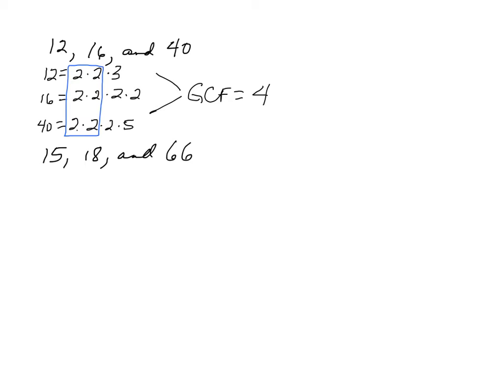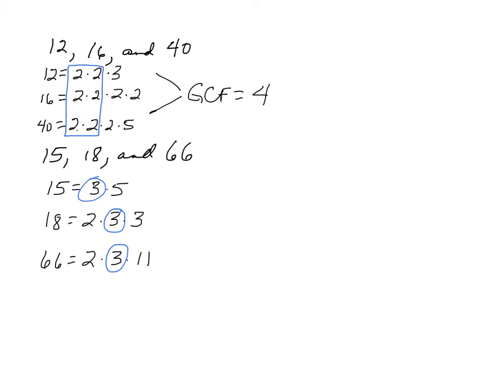15, 18, and 66. What do you think the GCF is going to be? I'm thinking it might be 3, but let's see. 15 equals 3 times 5. That's prime numbers. 18 equals 2 times 9, but 9 is 3 times 3. 66 is 2 times 33, but 33 is 3 times 11. So the only thing these numbers have in common is a 3. So therefore the GCF is 3.